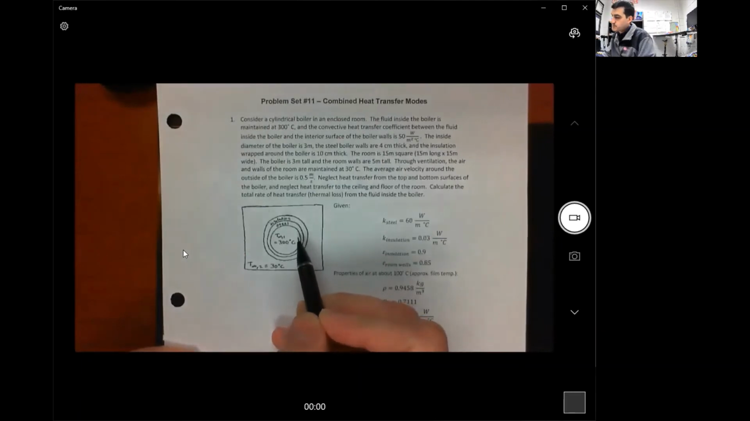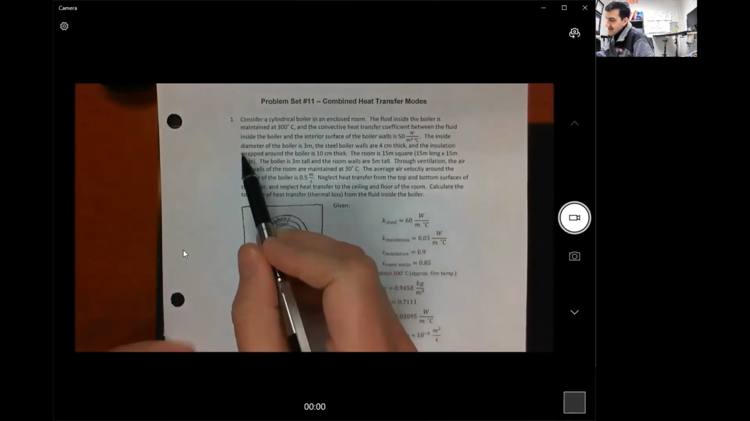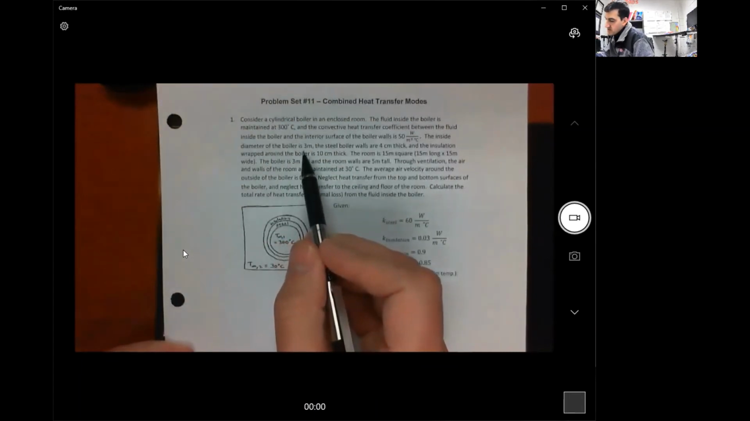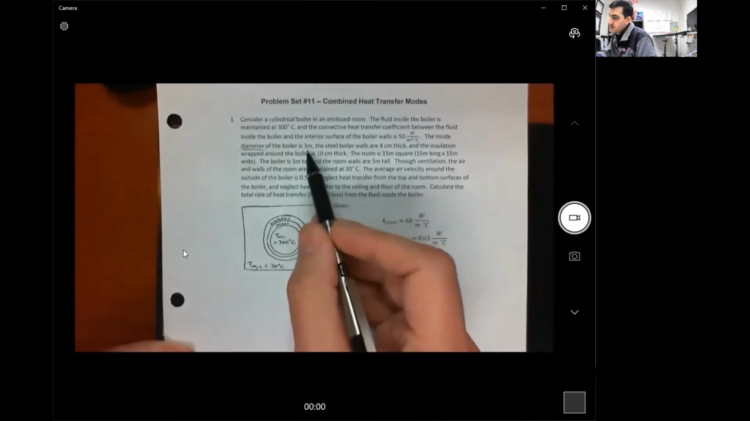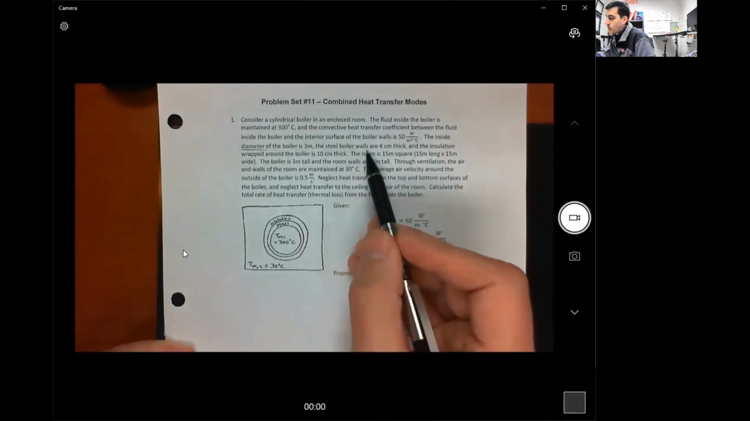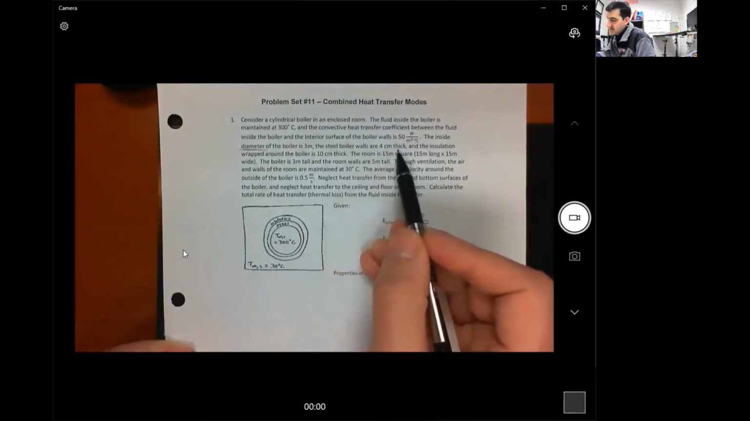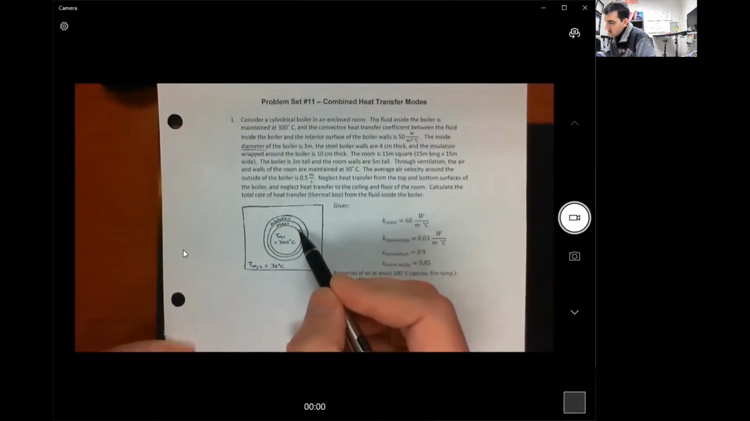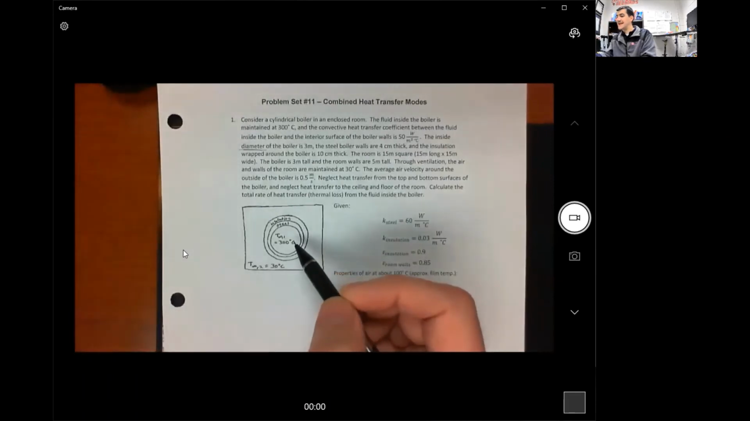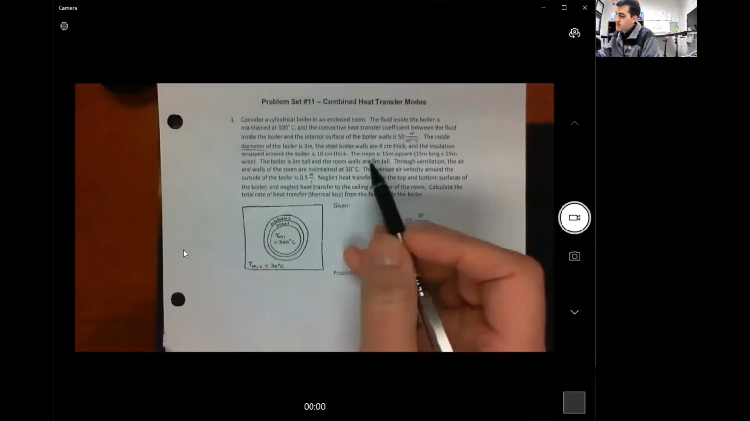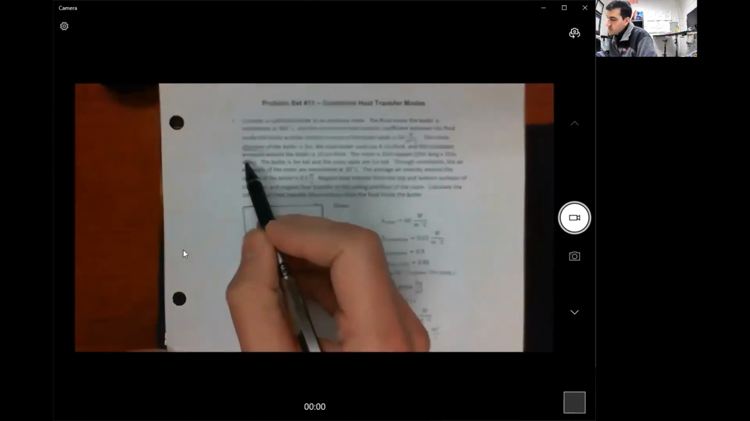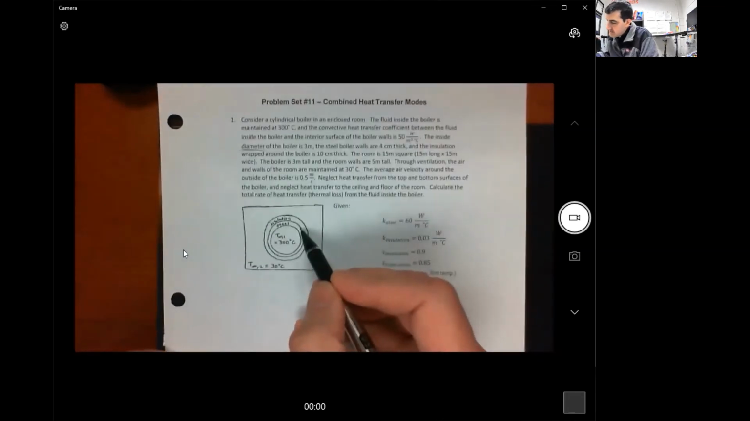All right. Then the inside diameter of the boiler is 3 meters. Remember, that's diameter. All right, so careful there. Diameter of the boiler is 3 meters. And the steel boiler walls are 4 centimeters thick. So this wall right here is 4 centimeters thick. That's 0.04 meters thick. And the insulation that's wrapped around the boiler is 10 centimeters thick. So that's this second layer right here. That is 10 centimeters, which is 0.1 meters.